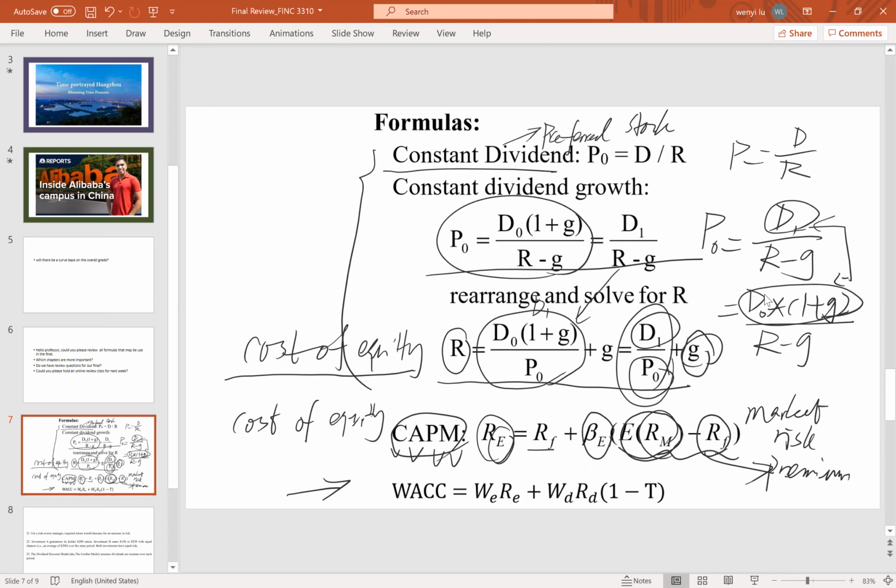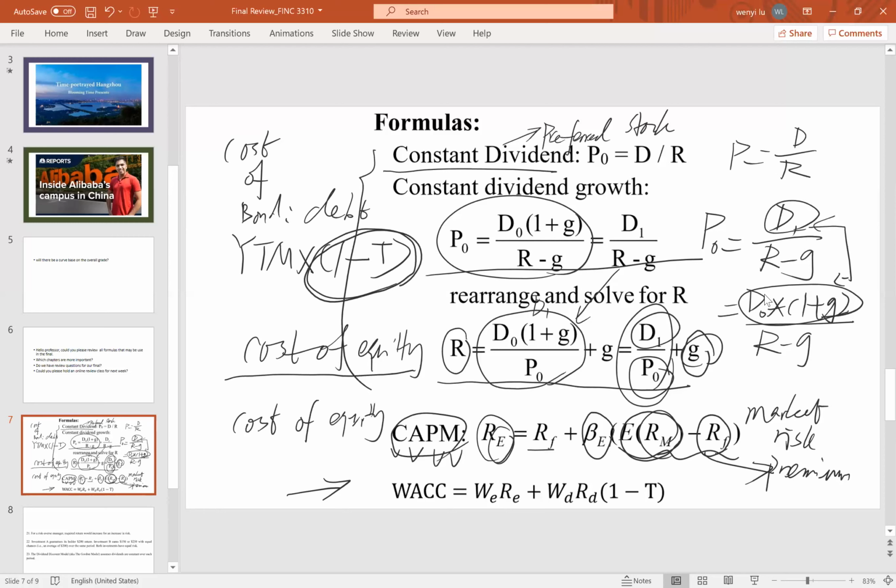And we also study the cost of bond. The cost of bond is the yield to maturity times 1 minus the corporate tax rate. We know the debt has some advantage: it avoids the payment of tax. That's why we have the yield to maturity times 1 minus the tax rate. We get the after-tax cost of debt.